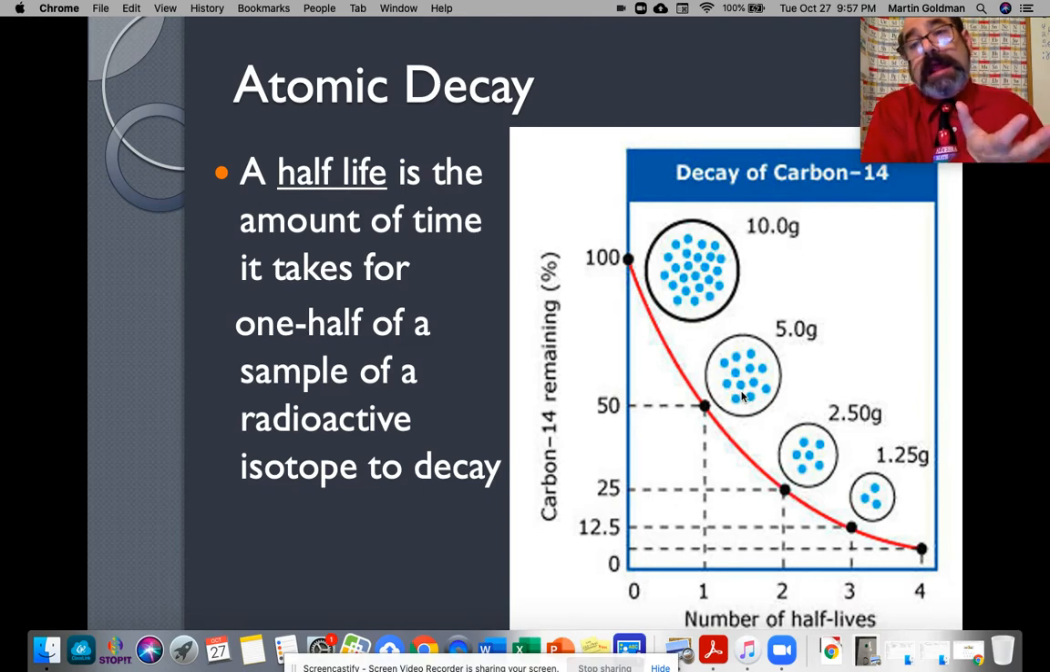Is it an alpha? Is it a beta? I don't know, but it's decaying. So one half-life is going to be 5,000 years. You can't see it on the screen because my thing is in the way. So in 5,000 years, half of it's gone. Where did it go? It transmuted. It went into a different element, it turned into something else.